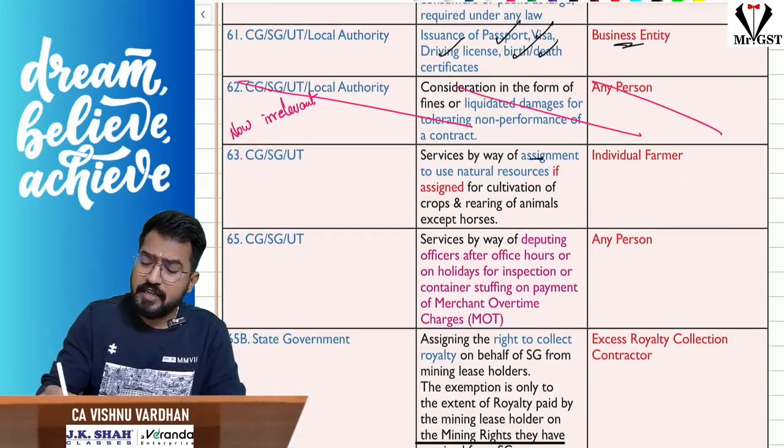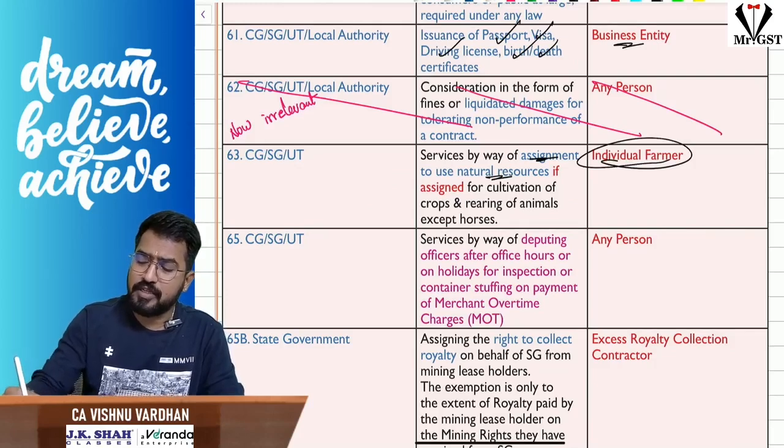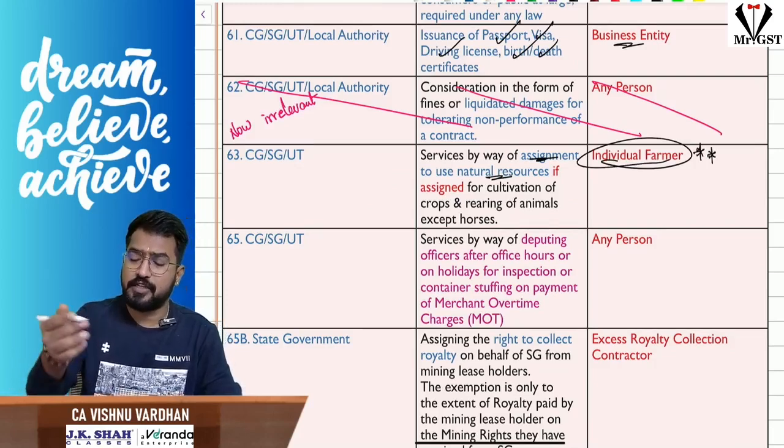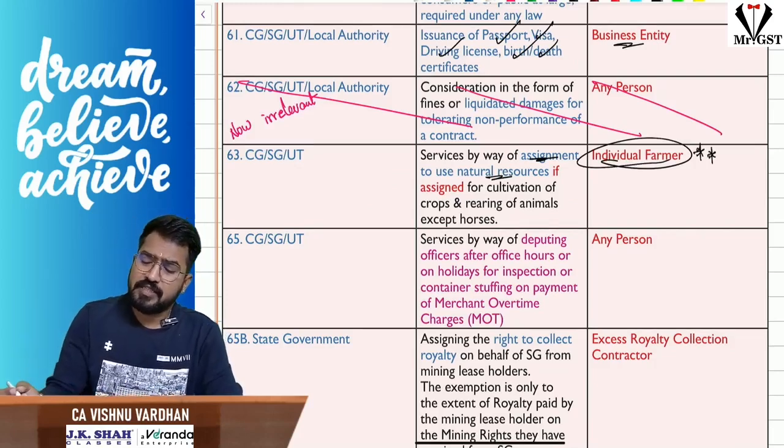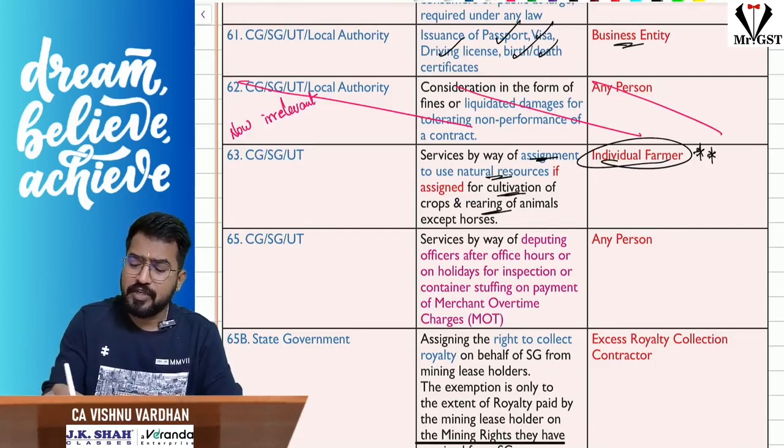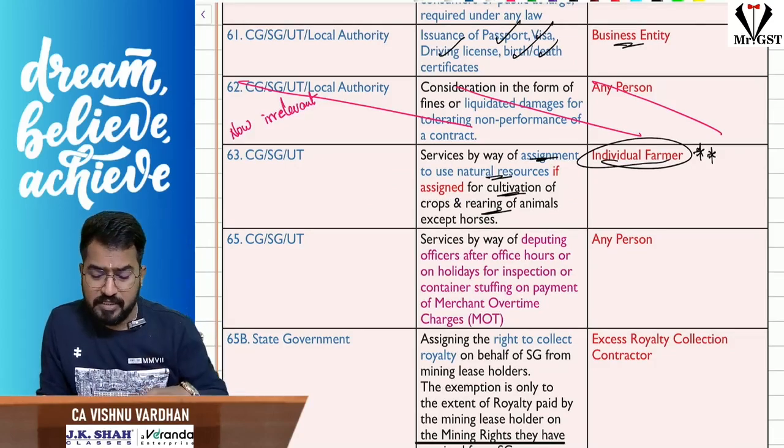Or assigning the natural resources for the farmers, individual farmers. That is important here. This is not any corporate company who is into agricultural business. It is to individual farmer. They are assigning the natural resources for cultivation or rearing of animals except horses, exempt under GST.